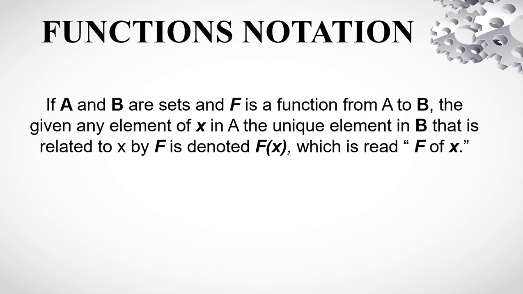If A and B are sets and f is a function from A to B, then given any element x in A, the unique element in B that is related to x by f is denoted f(x), which is read "f of x."